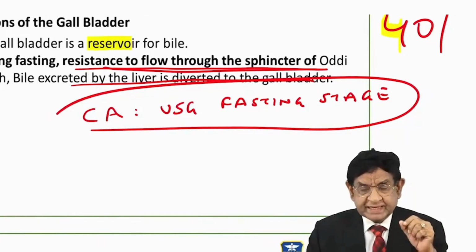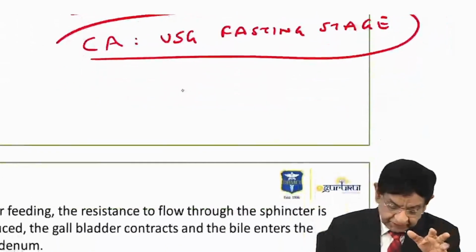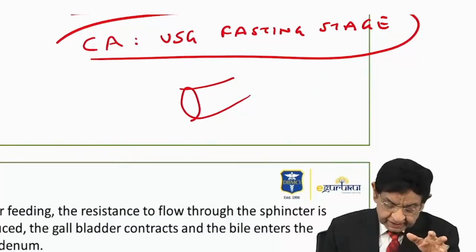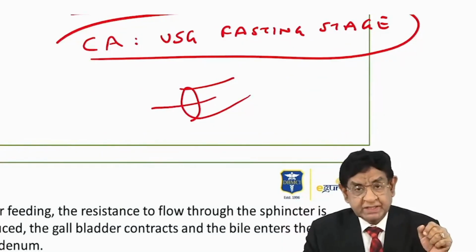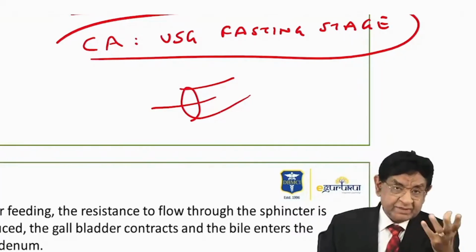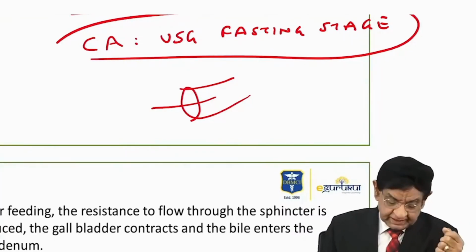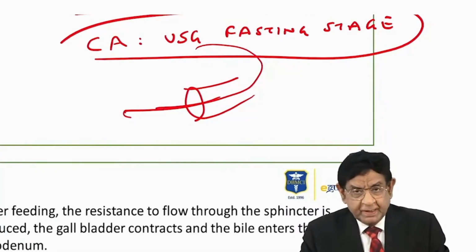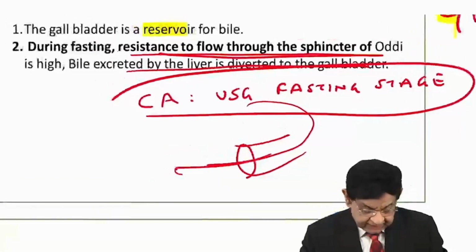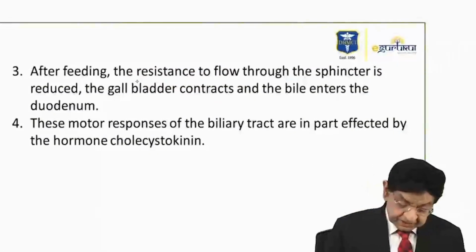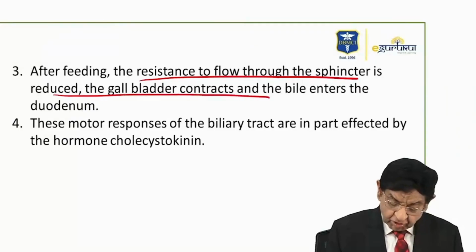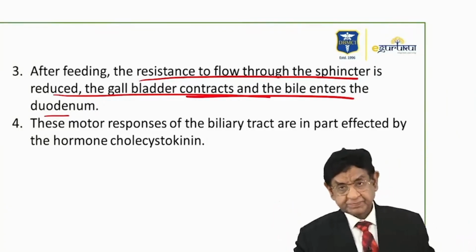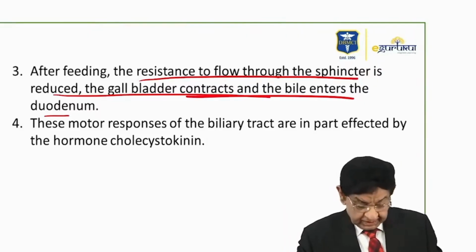But once the patient has taken a meal, the sphincter of Oddi opens. At that time the gallbladder also contracts and the whole content of the gallbladder enters the second part of the duodenum. So the point to be noted: in fasting, the sphincter is closed and the gallbladder is distended. After eating, resistance at the sphincter of Oddi is reduced, the gallbladder contracts and bile enters the duodenum. We are clear about that? Okay.